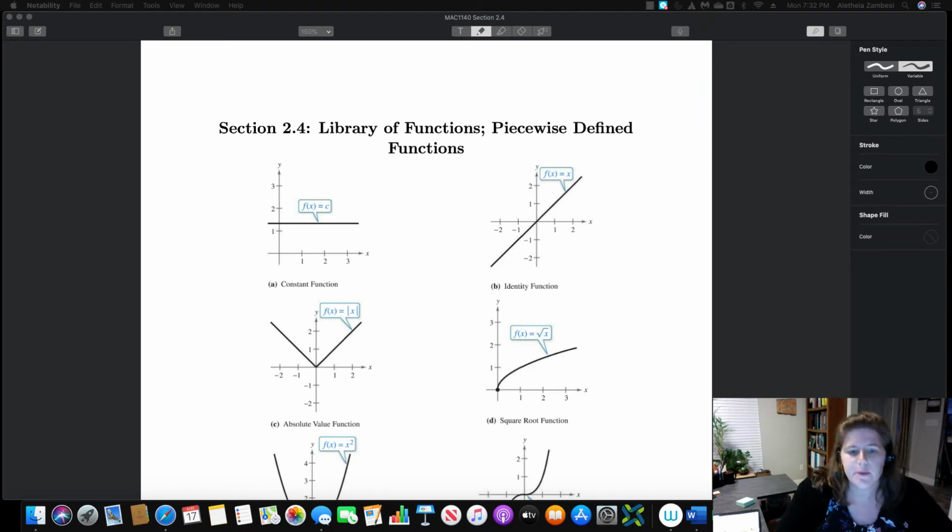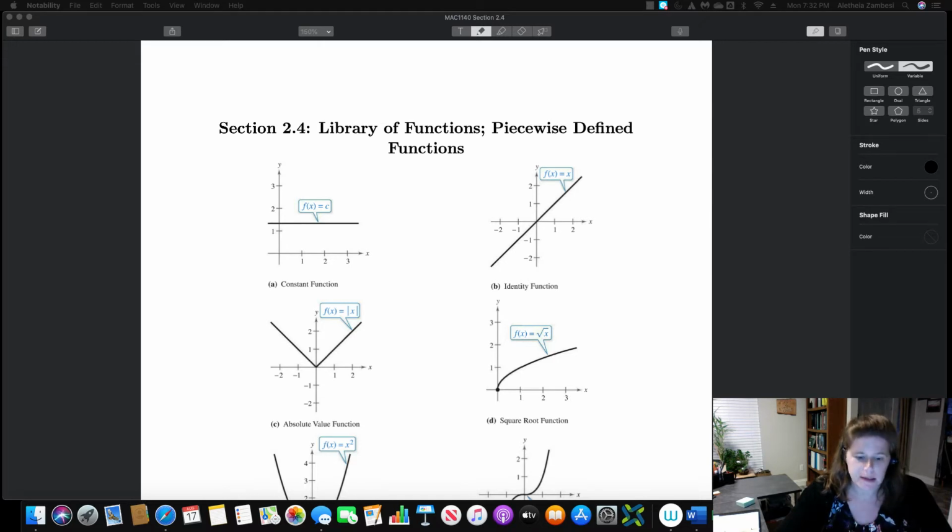Hey everyone, today we're going to explore section 2.4. The main things out of 2.4 that you need to get are what's called the library of functions and piecewise defined functions. The library of functions is a set of the basic parent functions that most functions represent. So these are shapes that you should know, and I'm also going to link a couple of videos in e-learning so that you can practice them.